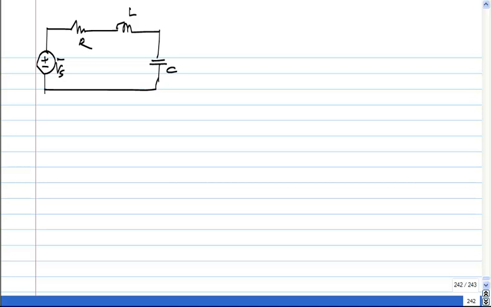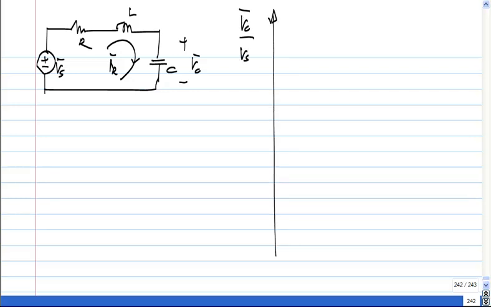You can do this for any variable you want. Let's say IR or VC or anything. So first I'll do it on linear scale. You can do it yourself on the log scale and then see what happens. Okay. VC by VS versus omega. What is the expression for VC by VS? Do you know? What is it?